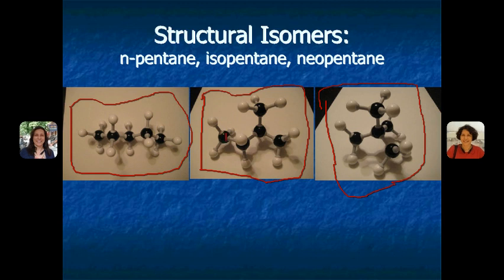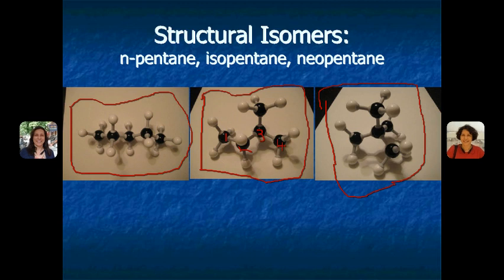In isopentane, the longest row of carbon atoms has 4 carbon atoms. So you've got 1, 2, 3, and 4 carbon atoms. And then each of them is surrounded by hydrogen atoms such that it will have 4 total covalent bonds.